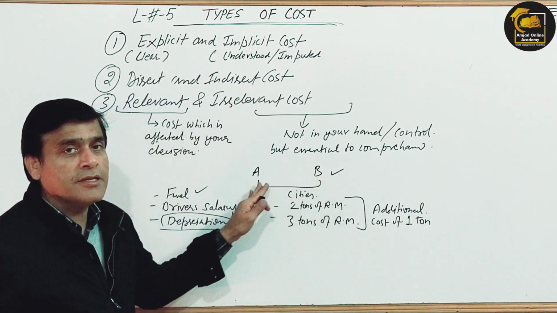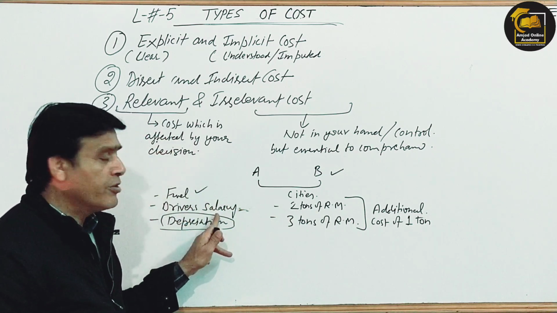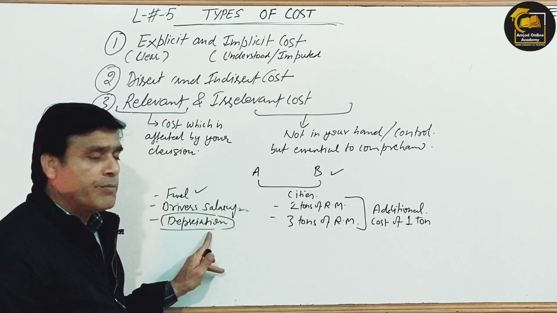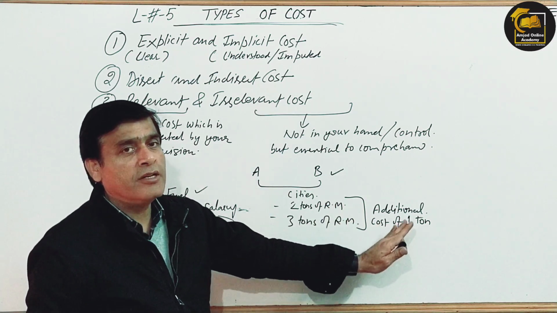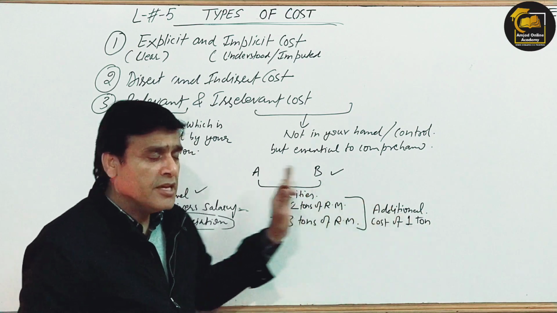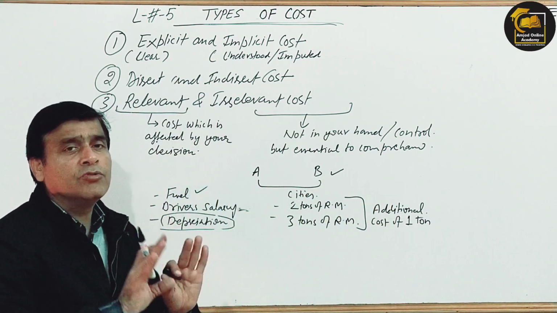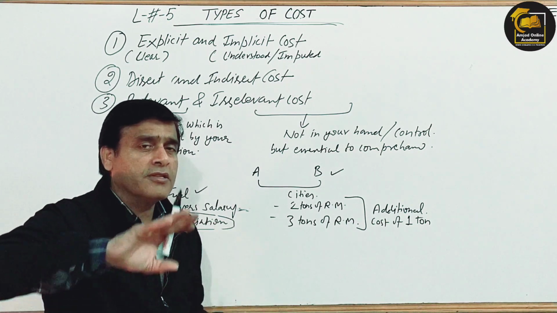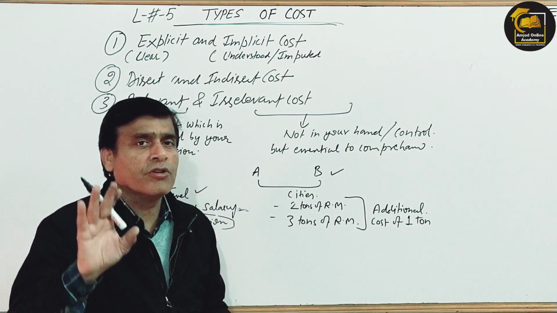सिटी बी से ए में पहले भी ट्रक्स जा रहे थे, पहले भी आपको फ्यूल देना था, पहले भी आपको ड्राइवर की सैलरी देनी थी, पहले भी आपको डेप्रिसिएशन देना था, राइट? After bearing, one additional cost of 1 ton may have some bearing on these variables, but you do not have any control. That's why this cost is completely irrelevant, because it is completely irrelevant to your decision making.